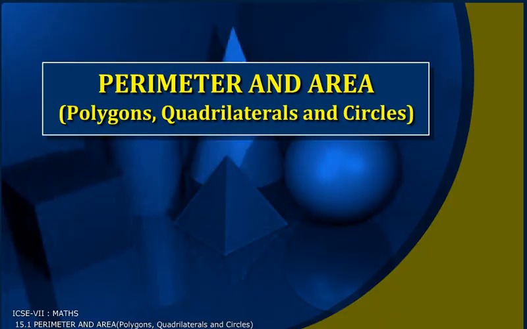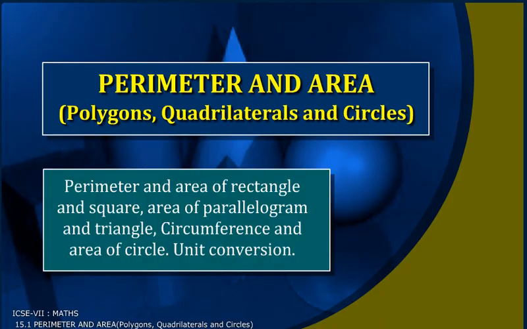Perimeter and area. Perimeter and area of rectangle and square, area of parallelogram and triangle, circumference and area of circle, unit conversion.